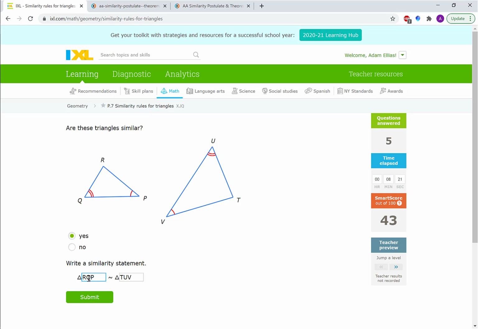And the reason why is because when you look at this similarity statement, R is supposed to be the same measure as angle T. The middle letter, Q, is supposed to be equal to the middle letter of the next triangle. So Q, according to my picture, is the same as U. That's why the order matters in the similarity statement. So I could write it up as PQR. So what matches up with P? Well, that's V. What matches up with Q? That's U. And what matches up with R? That's T.